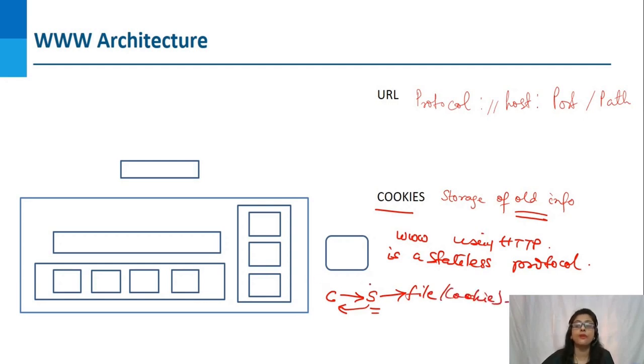It keeps it in the cookie file, and the next time when the client requests the same server for another document, the server looks into the cookie file to see whether it is an old client or a new client. So that way cookies save a lot of time.